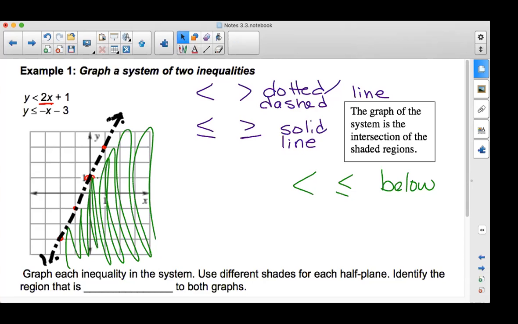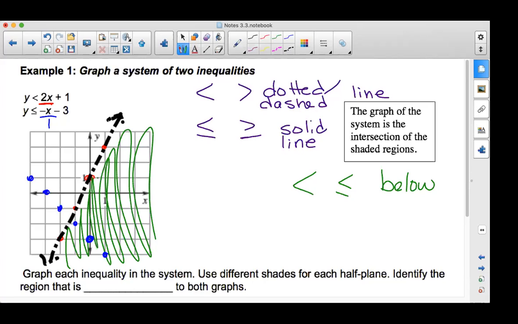So if we look at the second inequality, the second inequality says -x minus 3. So going down the -3. And then graphing that, the negative means down 1, right 1. Or it might have to move up 1 and backwards 1. So I'm either moving down and right or up and backwards. That line should be going down because it has a negative slope.